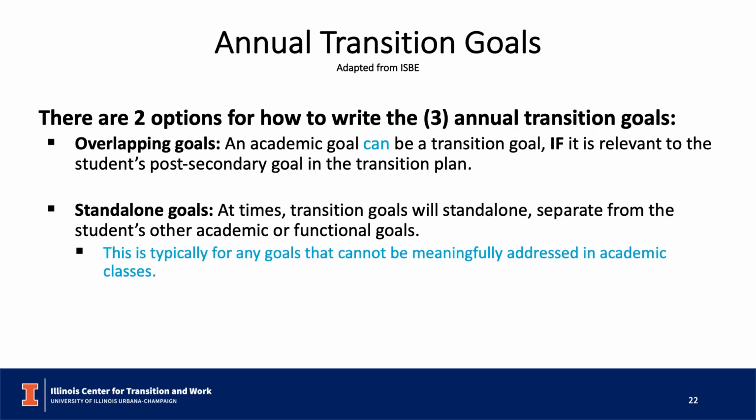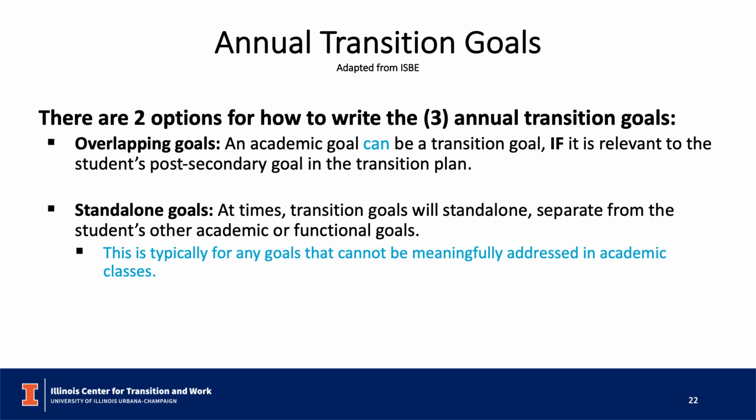So what does that look like? All right. So there's kind of two ways that these goals can be written. There's overlapping goals. Again, remember, you have to write 3 of these: employment, education/training, and independent living. So you can either write an overlapping goal that is an academic goal, can be also a transition goal if it's a relevant skill that aligns with the goals that are in their transition plan. There might be times where you're like, okay, we're working on numeracy and computation in math class, and the student wants to work as a cashier in the retail environment. Awesome. These math skills are going to set the student up for success in this desire to be a cashier in a retail setting. We can thoughtfully align those two things, 2 birds, 1 stone, right?